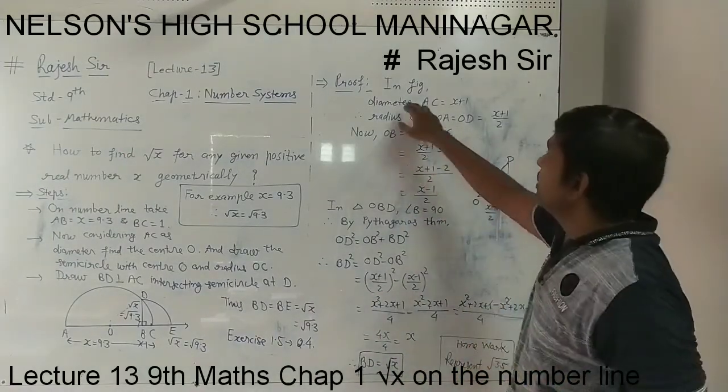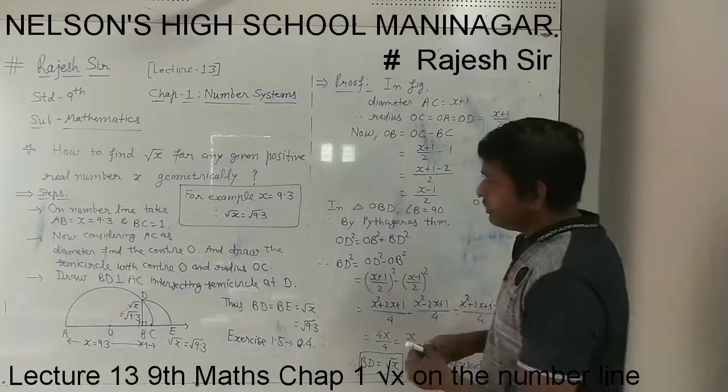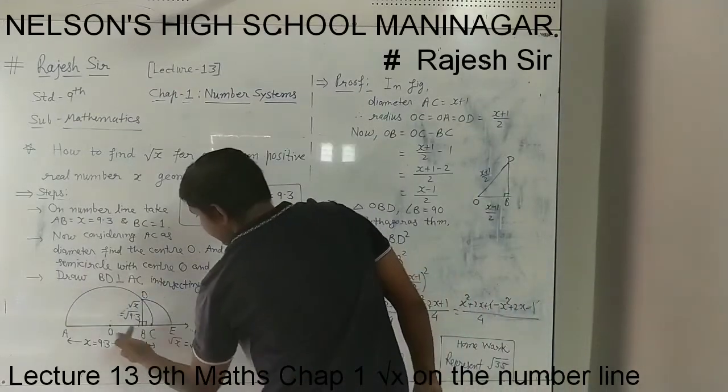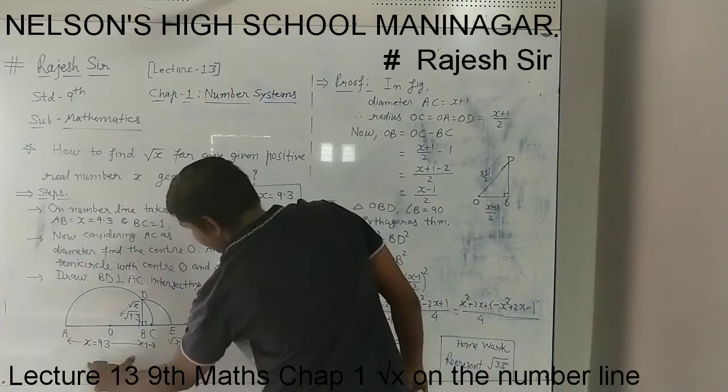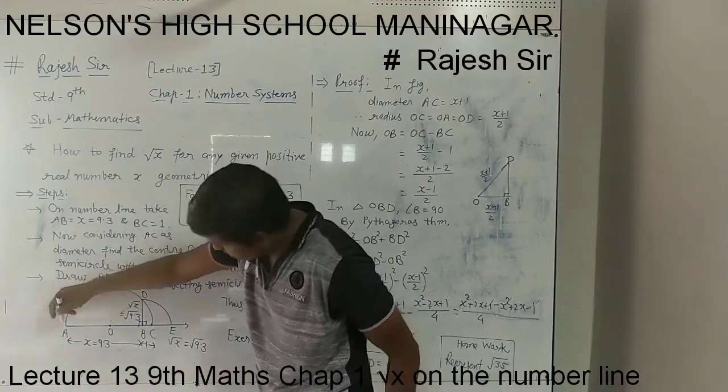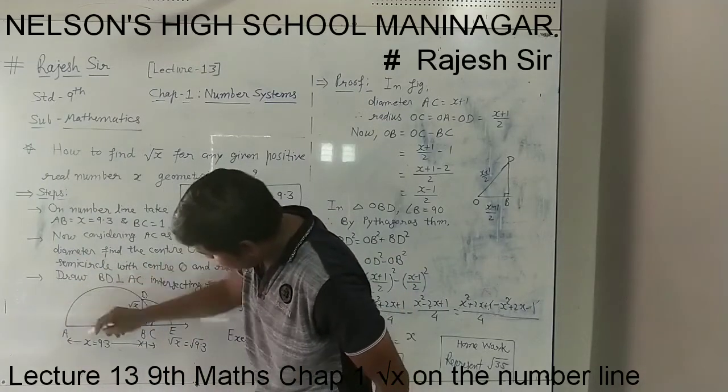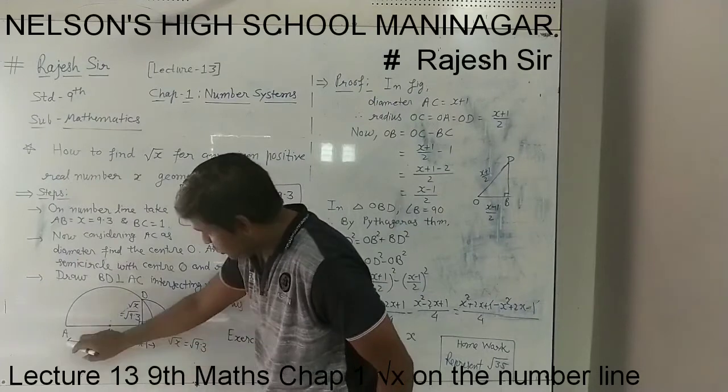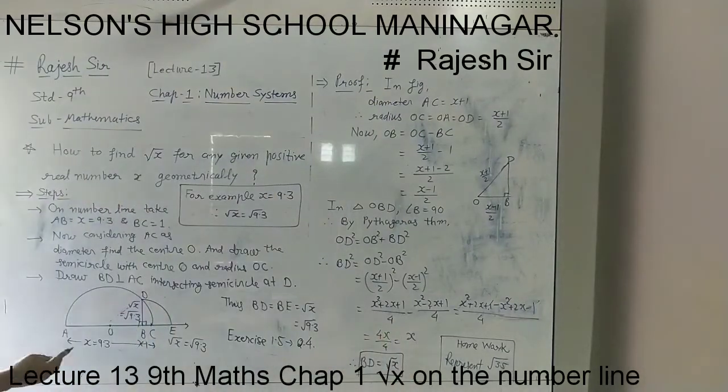So the proof is in the figure. The diameter AC is there, and what is the diameter AC? As you know, A to B we have taken as x and BC is 1. So the total AC, the diameter, is x plus 1 actually.